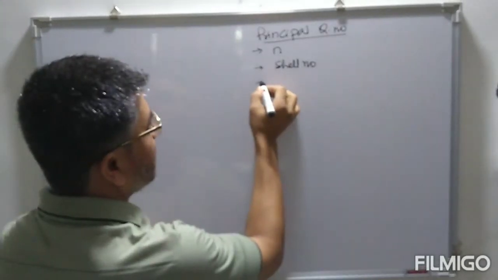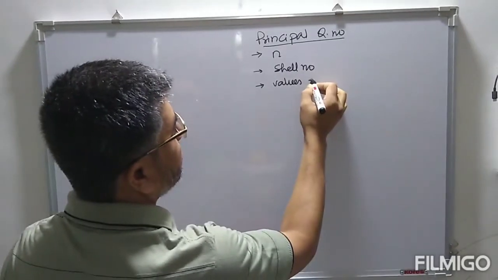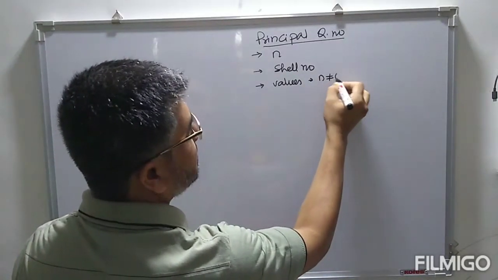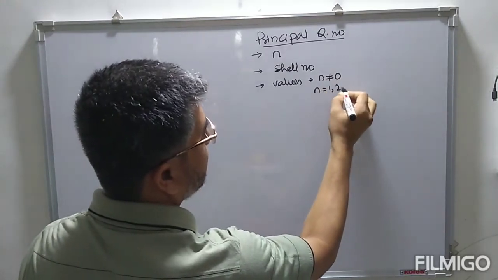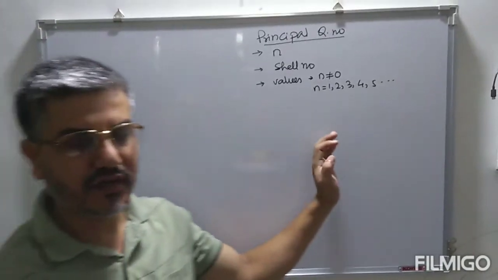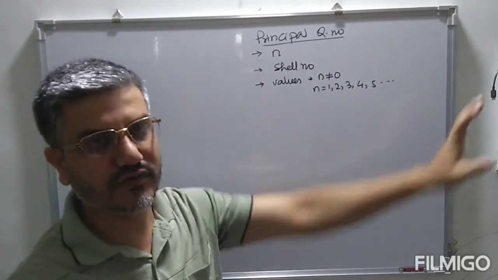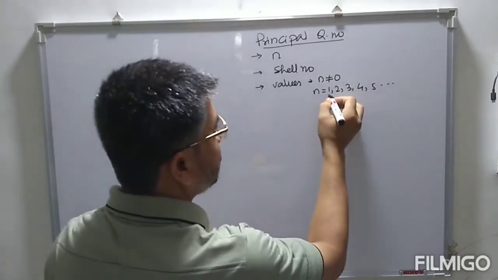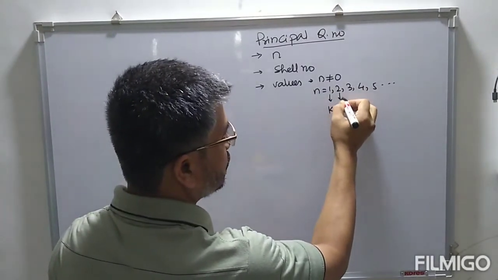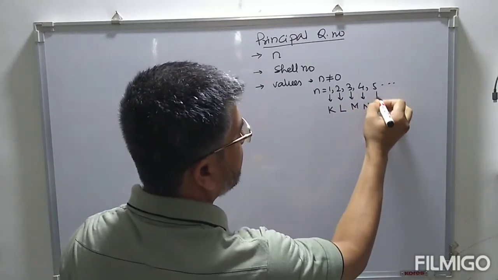So when this n represents shell number, the value of n cannot be 0, but n can have 1, 2, 3, 4, etc. n cannot have negative value, n cannot have fractional value, n cannot have 0 value, and only possible is 1, 2, 3, 4, 5. If n equals 1, we say this is K shell. If n equals 2, we say this is L shell, then M, N, O, etc. So this simply represents the shell number.